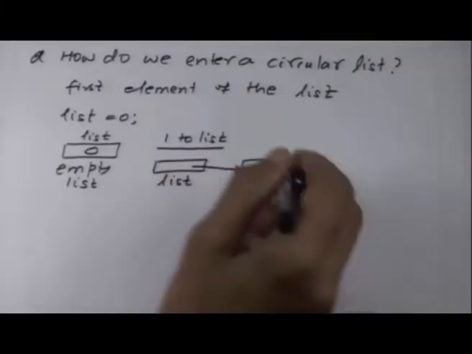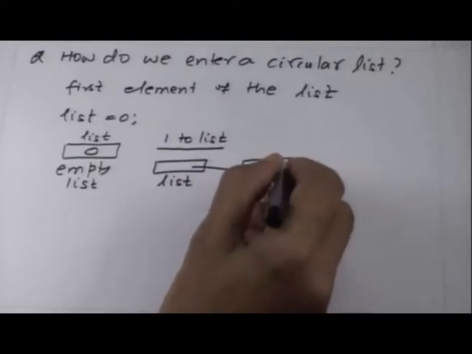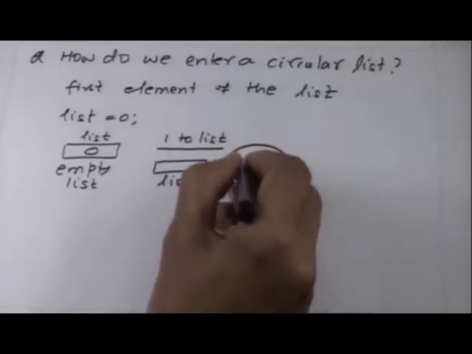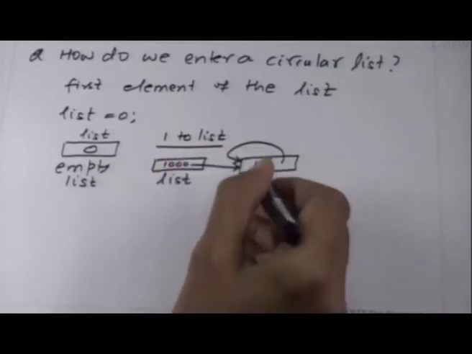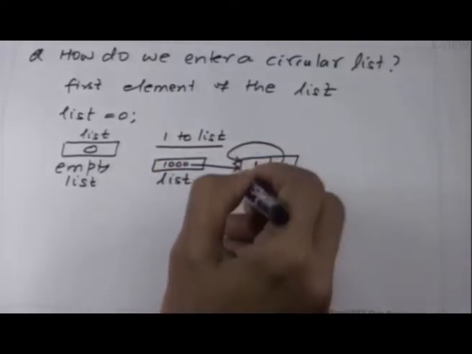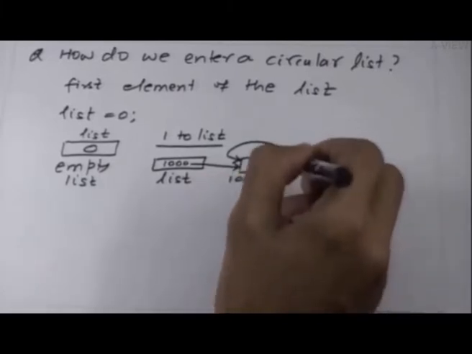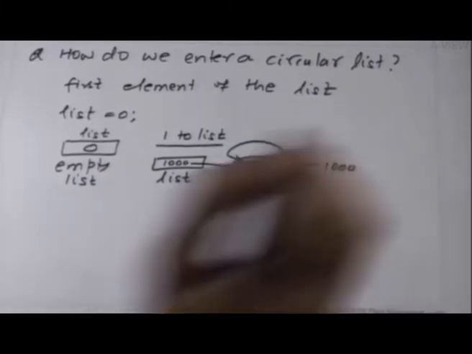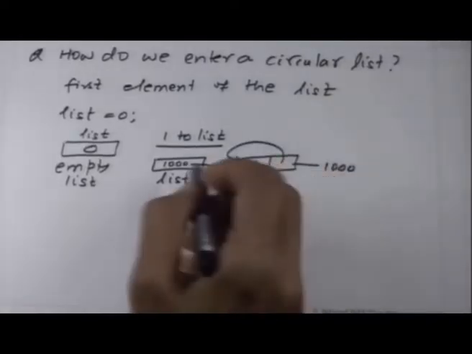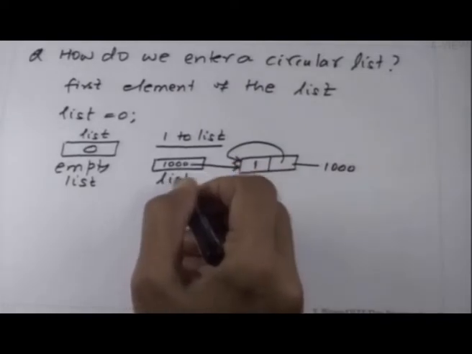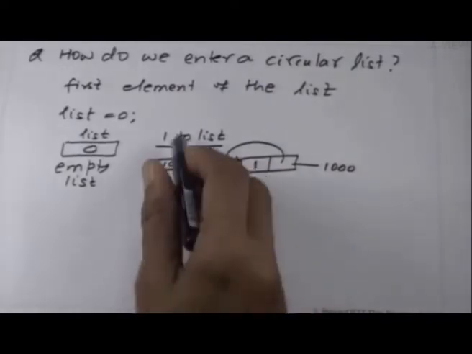However, since it's a circular list, where does this point to? This points to itself. If this list is having the value 100 or 1000, which is the address of the first element, this is 1000, then 1000 is also stored here. Only then you will get this picture. And 1 is the value. So this is a circular list with the pointer list pointing to the first element of the list whose value is 1.